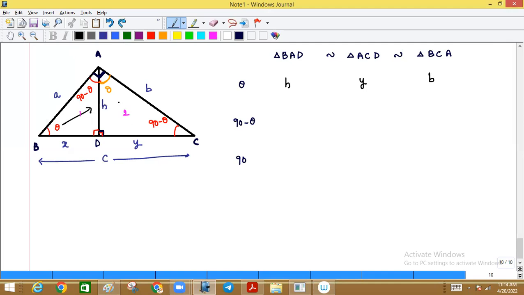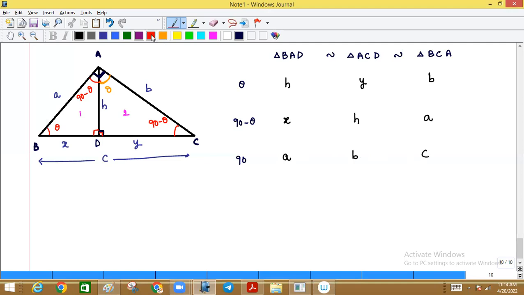Now tell me the sides which are opposite to 90 minus theta in the first. X, next, H, next, 90. It is A, it's B, it's C. Understand that? Now you tell me.